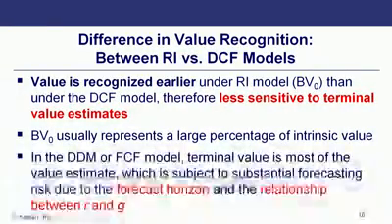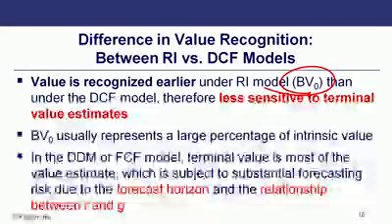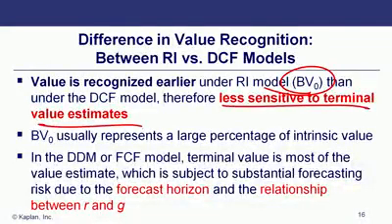So looking at the differences in value recognition between residual income and discount cash flow, I touched upon some of this stuff earlier. So the value is recognized earlier, because why? It's so dominated right in the beginning by what? Book value at time 0. Then, under the discount cash flow model, it's essentially less sensitive to terminal value estimates, because that terminal value in discount cash flow is all the way in the back, which gets discounted back to the present day.